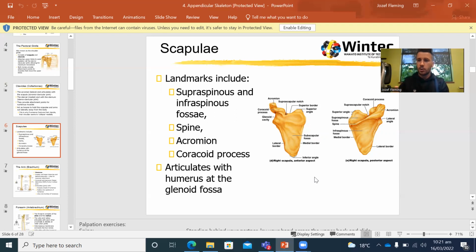Good stuff with that. This is the pectoral girdle, and inside the pectoral girdle, or the shoulder girdle, we have the scapula and the clavicle, and that's what this video is all about.